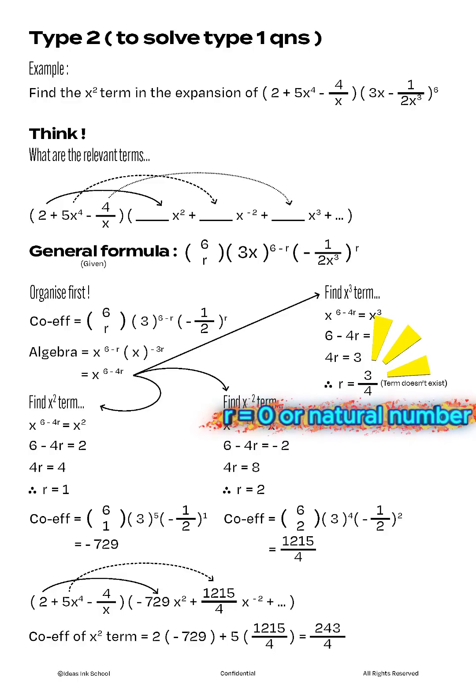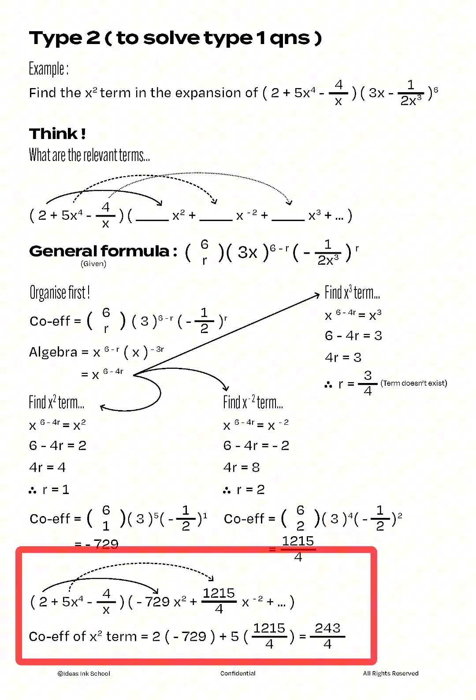So this time, we are very unfortunate. We did not get a correct r value. We got a fraction instead. So what does that mean? That means that the x cubed term does not exist. So we can just discount it. We can just ignore it outright. Okay, so let's go on and continue with the question.